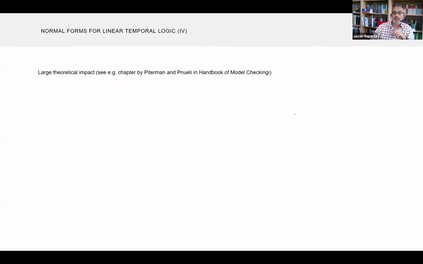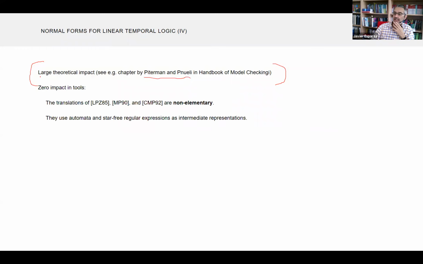Okay, so as I said, these results have had a large theoretical impact. Probably many of you have seen the book by Manna and Pnueli, where they describe all this in very large detail. And if you want to see historically which impact all this work has had in later works, you can look at the chapter by Petermann and Pnueli in the handbook of model checking. But now my claim is that this has had zero impact in tools.